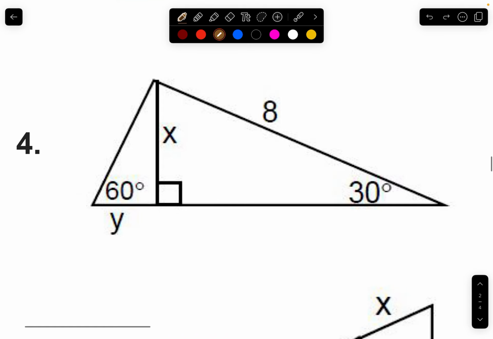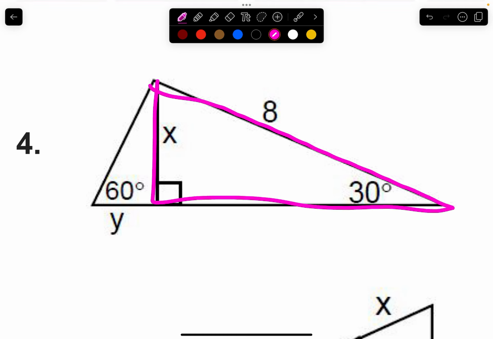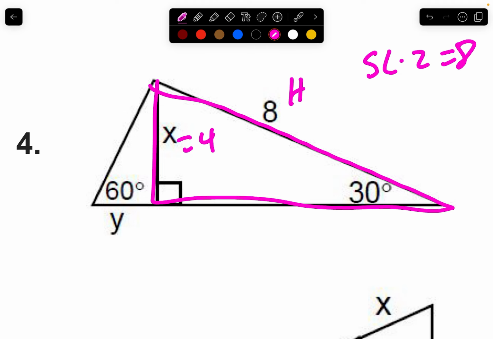Over here, we have 3 triangles in this picture. I don't know if you can spot all 3, but we only have to work on 2 of them. I'm going to start with this pink triangle, and it's a 30, 60, 90. We have the hypotenuse. So the short leg times 2 equals the hypotenuse. That means that the short leg is going to be half the number, 4.